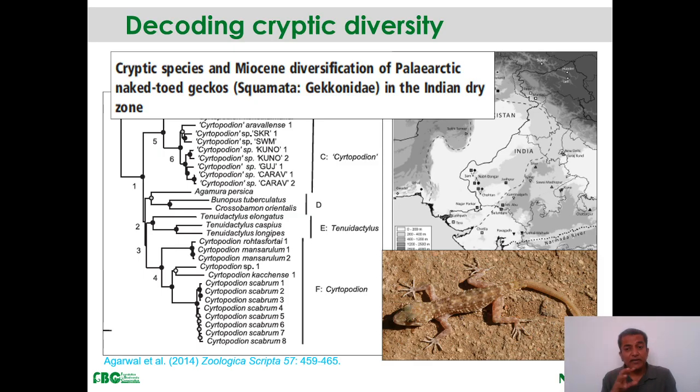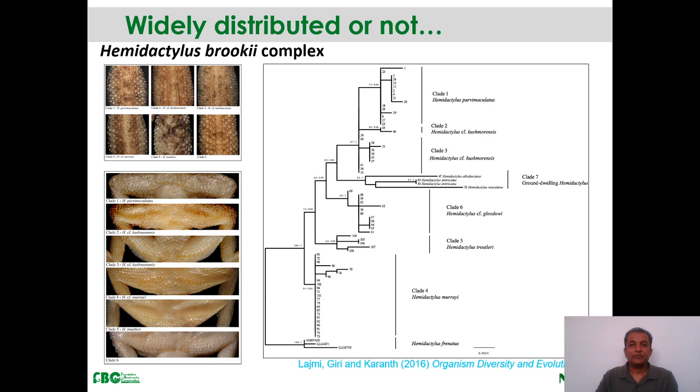When we looked at the taxonomy, at the morphological characters, there is nothing much. They all are distinct genetically, but morphologically they look the same. That's what I mean by cryptic diversity. So this is one representative example. There are many, many groups like that in India. We have to decode all this cryptic diversity now.